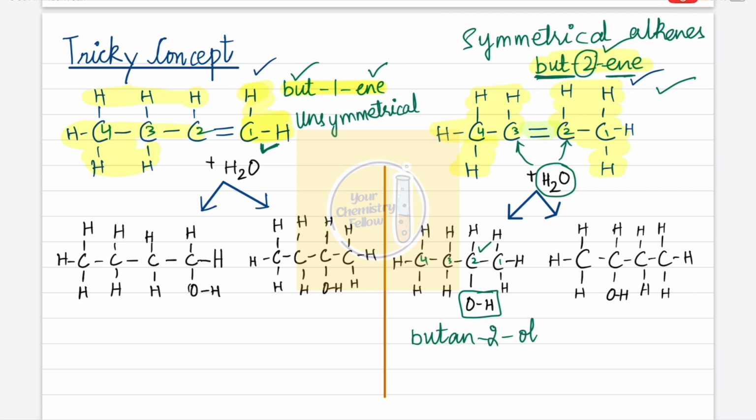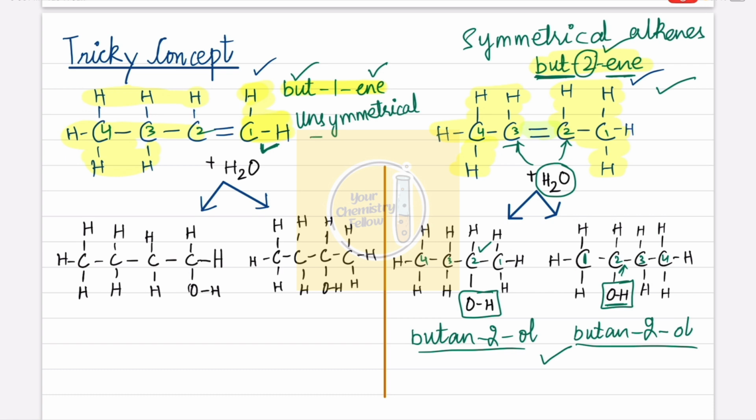If the OH group is added to the third carbon atom, I will name the alcohol by starting numbering from the side which is nearest to the functional group. So I will start numbering from the left side: first, second, third and fourth. 4 carbon atoms are present, butane, and the suffix will be ol. And what is the position of the functional group? It is again present at the second carbon atom. So both the products are butan-2-ol. This means that when symmetrical alkenes undergo hydration reactions, only one alcohol is formed as the product.